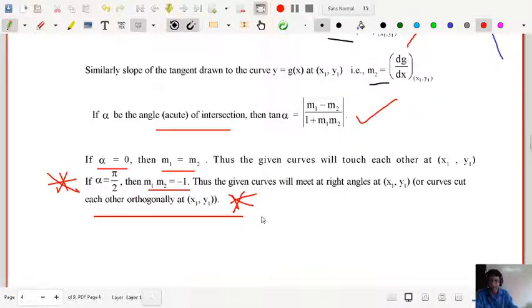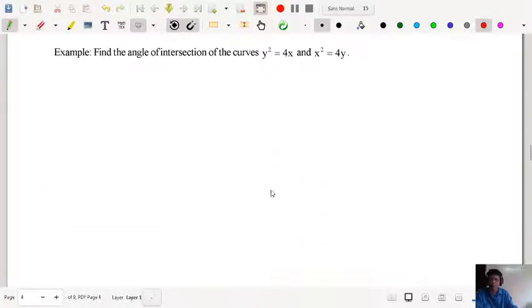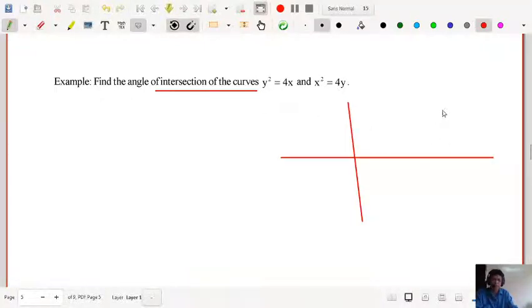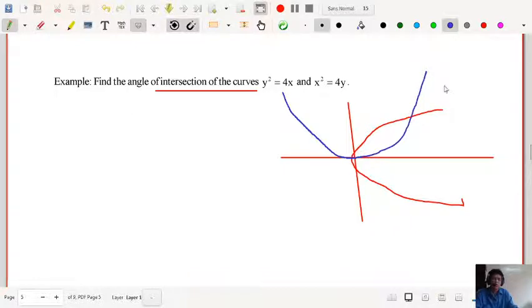Okay, let's have a problem on this. Let's find out the angle of intersection of two parabolas, y square equal to 4x and x square equal to 4y. So let us draw the diagram first. It will be very good if you visualize the diagram. So this is y square equal to 4x and the blue one is x square equal to 4y.